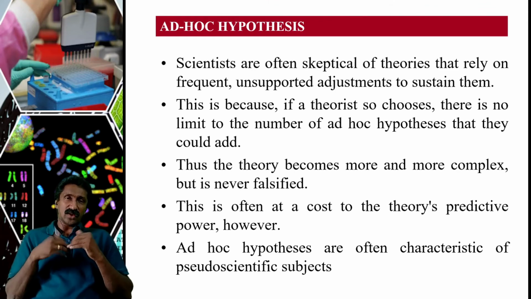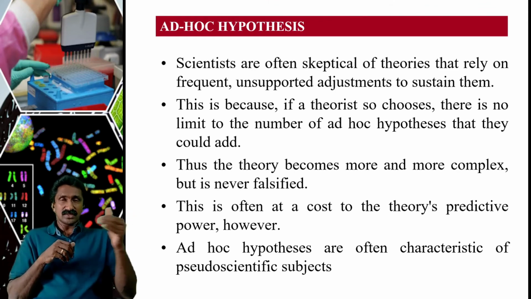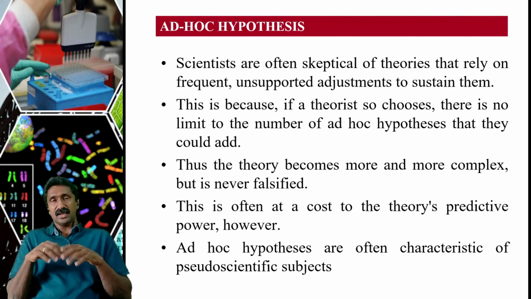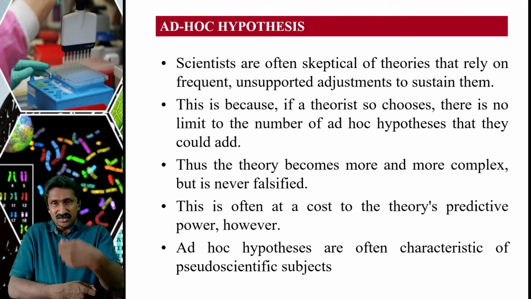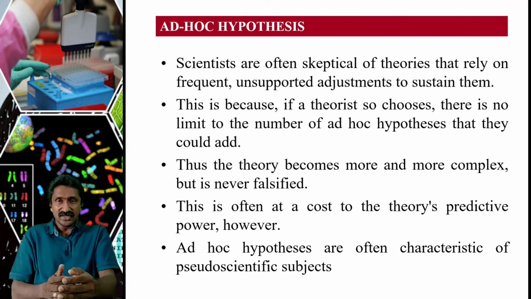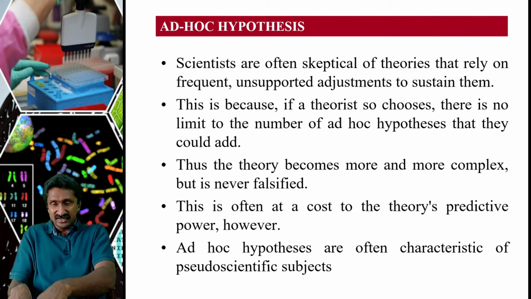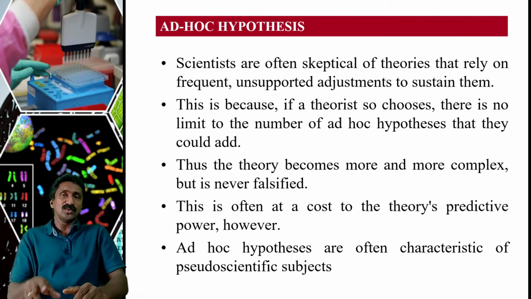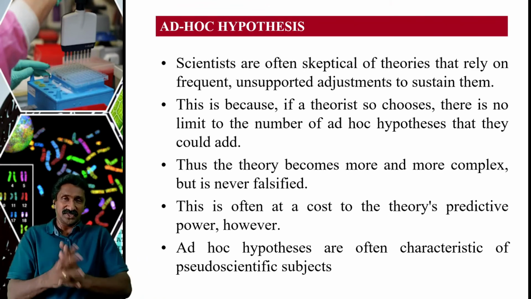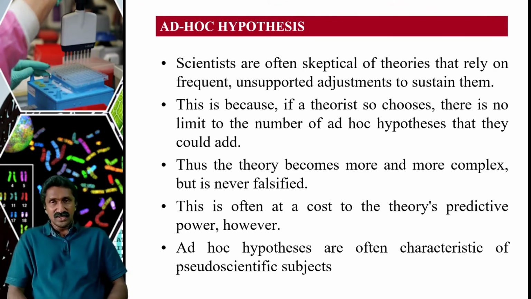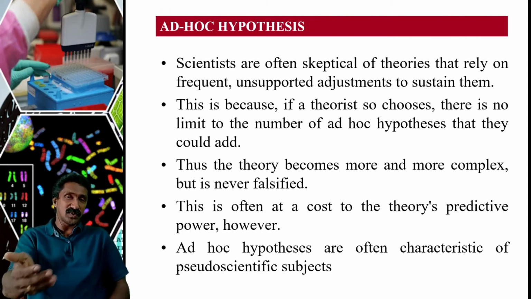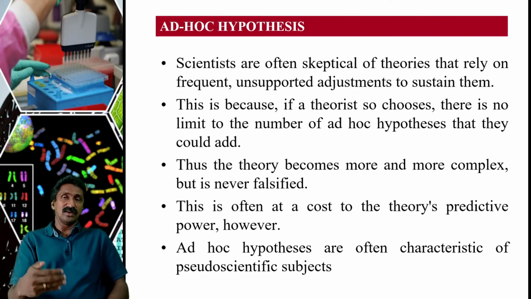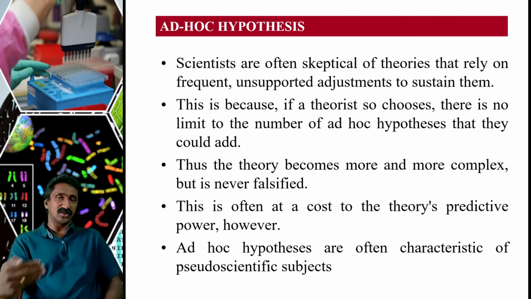So if you have a theory and somebody else comes up with evidence that disproves your theory, then you will add something, some other rider, or you will add an ad hoc hypothesis that under these circumstances this is not applicable. You place another argument to support your theory. So such arguments are actually ad hoc hypotheses. Thus, the theory becomes more and more complex and never gets falsified.